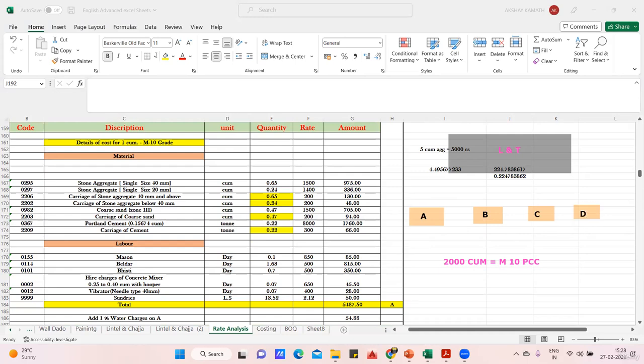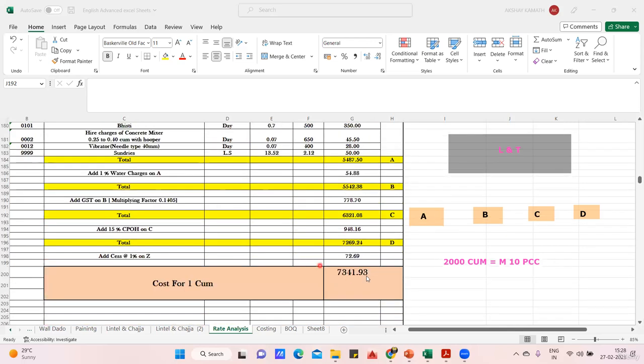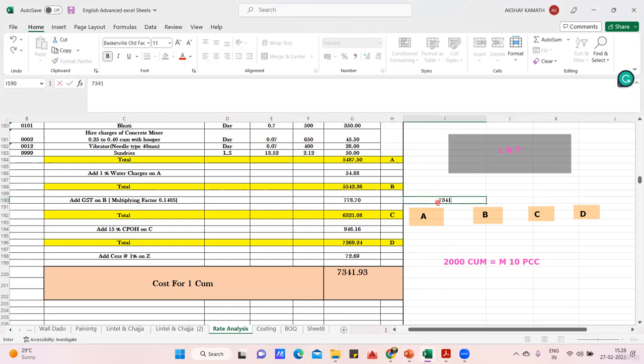So contractor 1 will do this rate analysis. For him, the value may be 7341. His rate is 7341. He's telling I'll do this 1 cubic meter of the work for 7341. According to that, you multiply by 2000. This is the price that he is going to get.